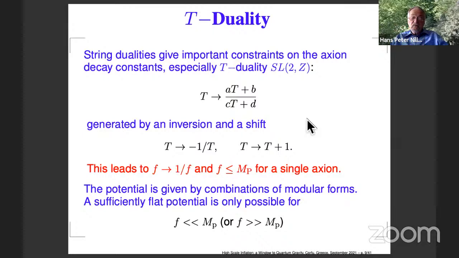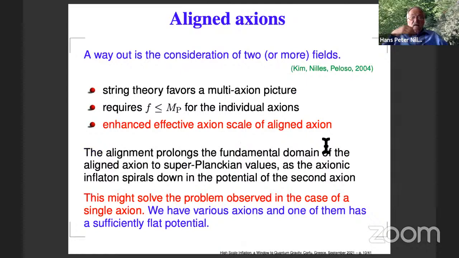And that would, of course, mean that these large transplanckian displacements of the inflaton field are impossible. In fact, the potential is given as a combination of modular forms. It's not just the cosine potential any longer. And a sufficiently flat potential can only be achieved if F is actually much smaller than M Planck. So that means, in fact, that natural inflation, in this case, is ruled out, at least from this argument in string theory.